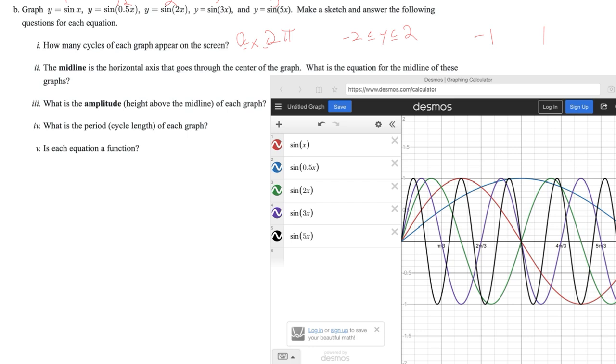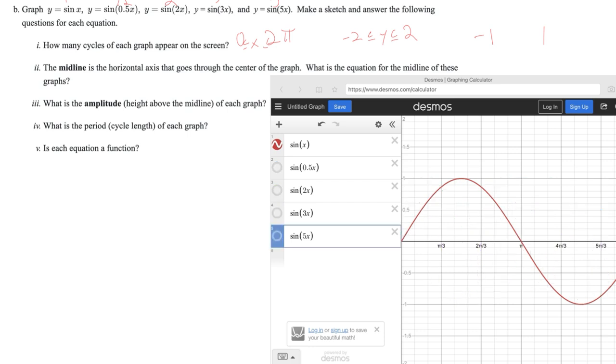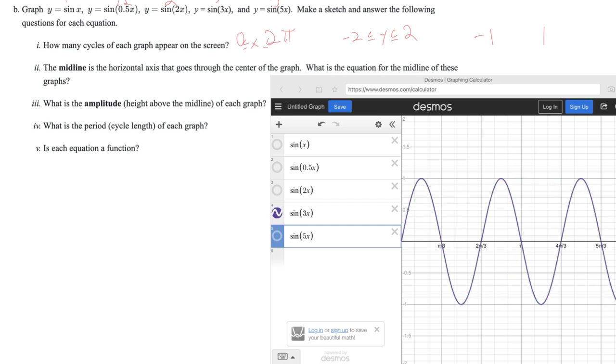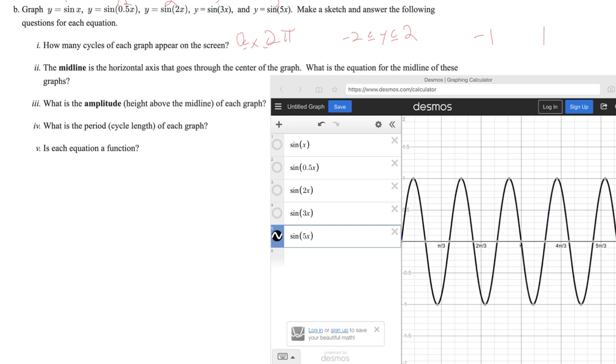And I can show this a little bit more clearly just by hiding some of these here. Okay, so I went through and I hid each of the things here. So here would be our first one. So that's where we get the 1 complete cycle from. Then if I turn on the blue one, we've got half of that cycle. If I turn on the next one, I think it was green, I've got 2 cycles there, and then 3 cycles there, and then I've got 5 cycles there.